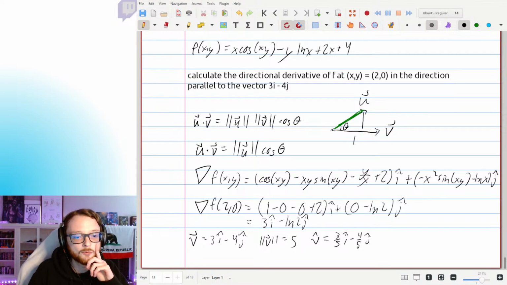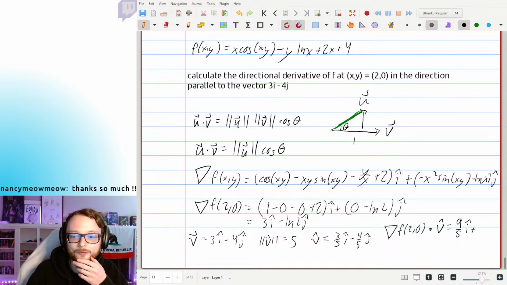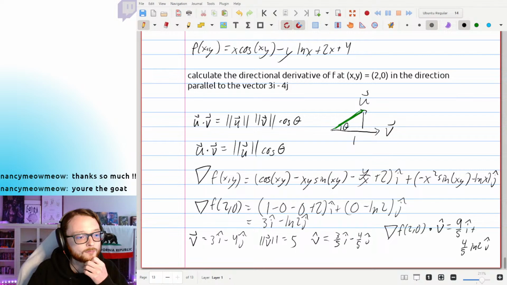And now we do del f of (2, 0) dot v hat. And that's our answer. Or if you're Zach, you inner producted. So we get 9 over 5 i, plus 4 over 5 ln 2 j hat. No worries.